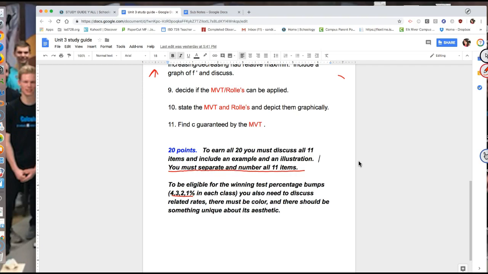There are samples up on the front table for you to look at, but don't take them with you. To be eligible for the winning test percentage bumps, 4, 3, 2, 1 in each class, so the top 4 in every class will get a bump, you would also need to add to yours a related rates discussion.